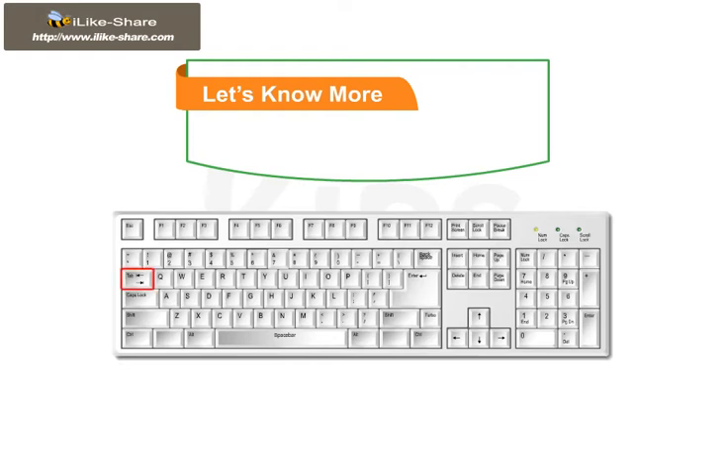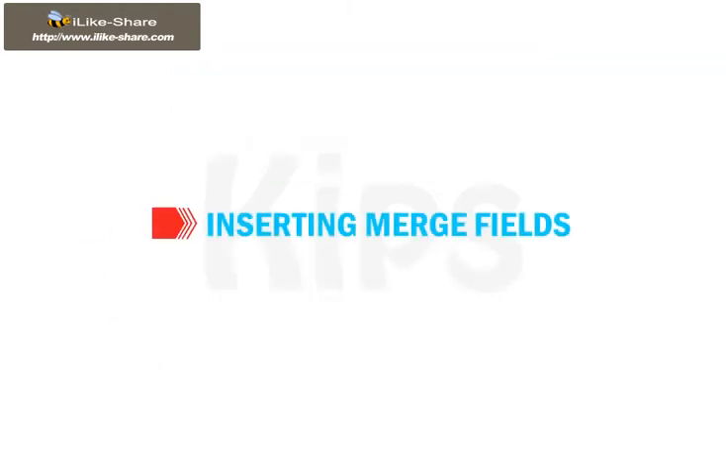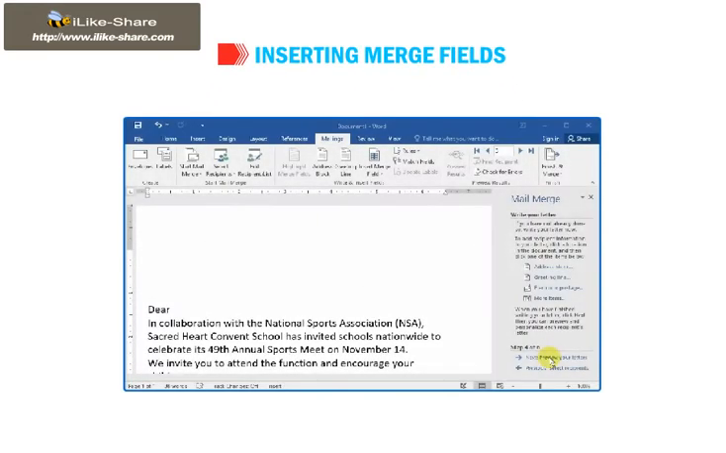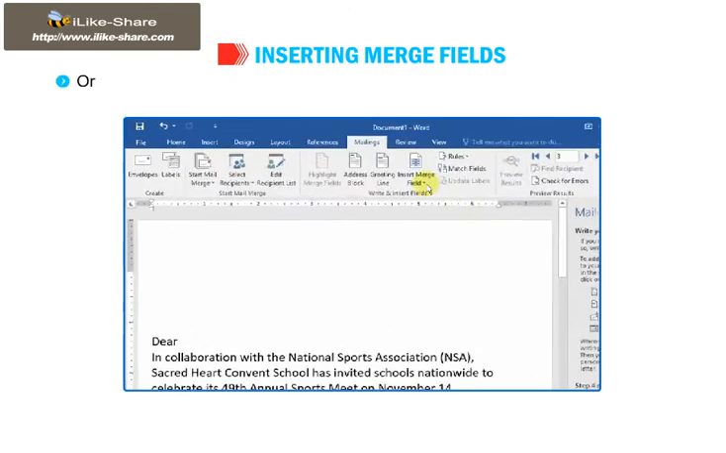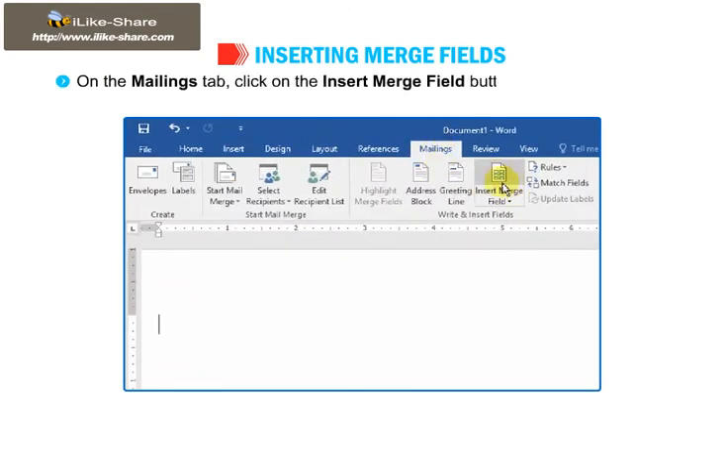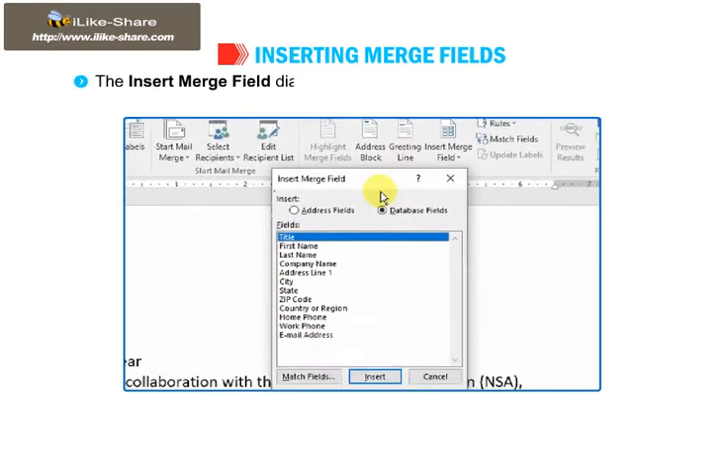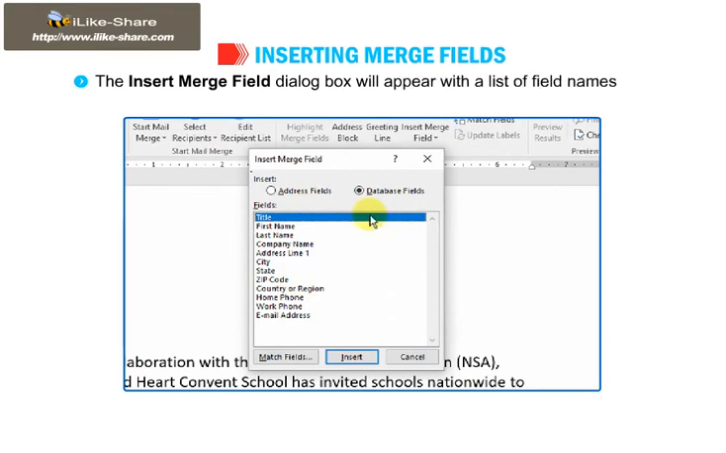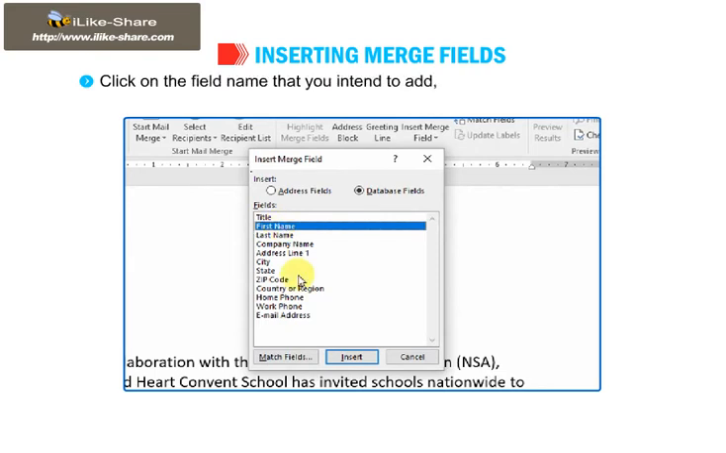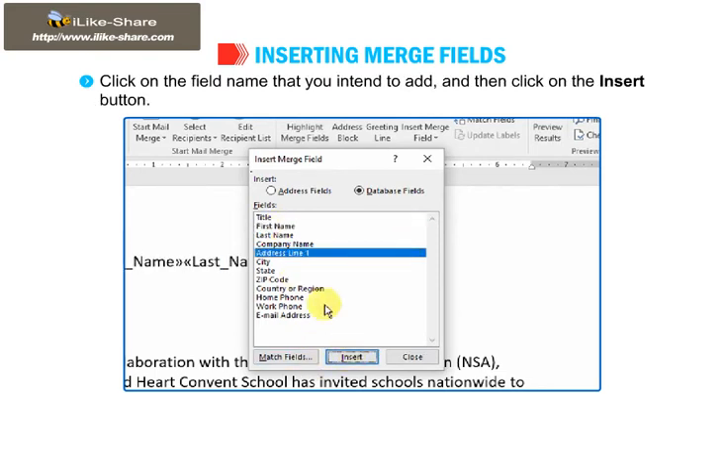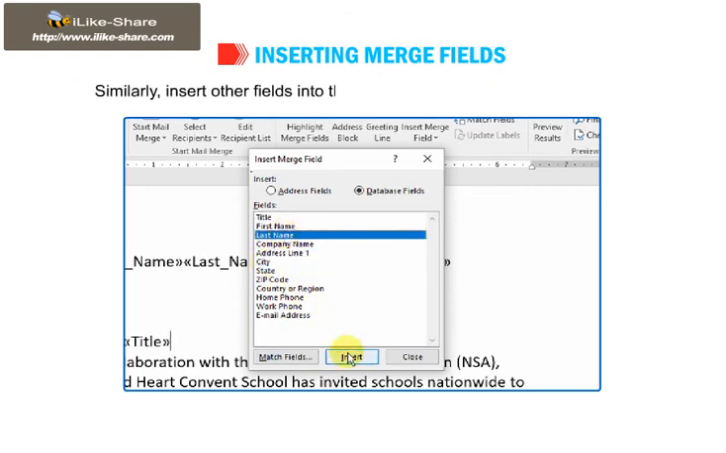Students, let us know more. Press Tab key to move between fields while typing the information. OK. We will now find out how to insert merge fields. Place the cursor at the position where you want to insert the record fields. On the Mailings tab, click on the Insert Merge Field button in the Write and Insert Fields group. The Insert Merge Field dialog box will appear with a list of field names you have created. Click on the field name that you intend to add and then click on the Insert button. Similarly, insert other fields into the document.